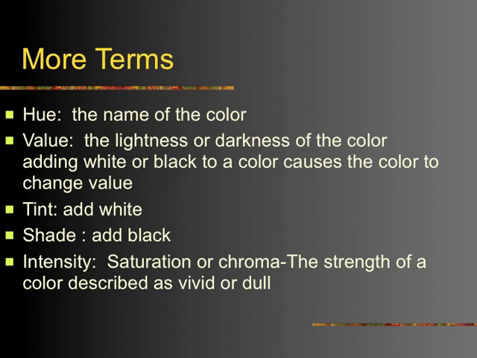More things that you need to know are on this slide. Hue is another name for color. Value is the lightness or darkness of a color. By adding white to a color, you can make it lighter. It's called a tint. Or by adding black to a color, you can make a shade. And then there's also intensity. Intensity has more to do with how much or how little of the pigment or chroma is in that color. It's the strength of the color, and it's often described as vivid or dull. Take a moment to jot these definitions down in your sketchbook.